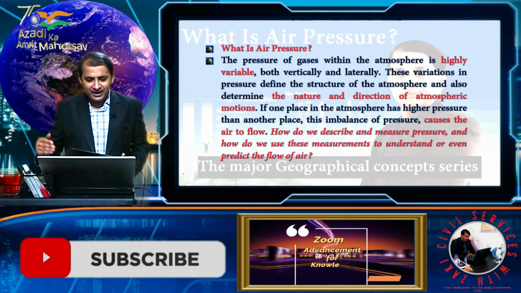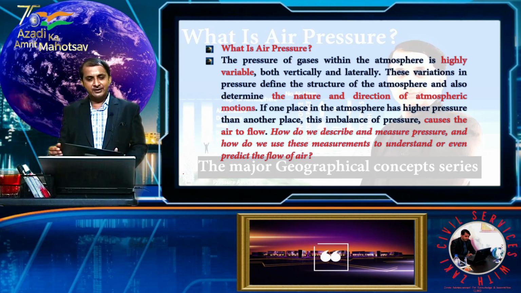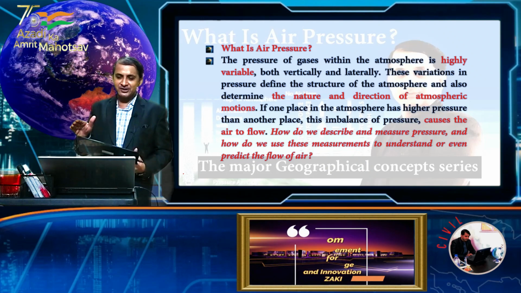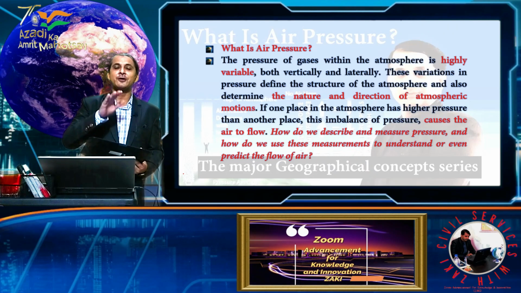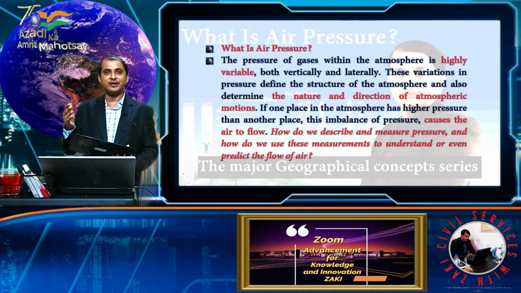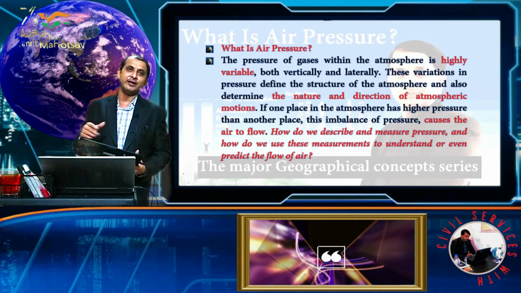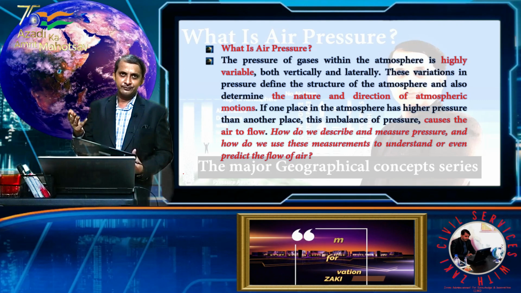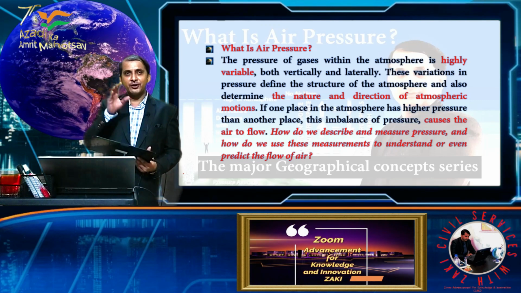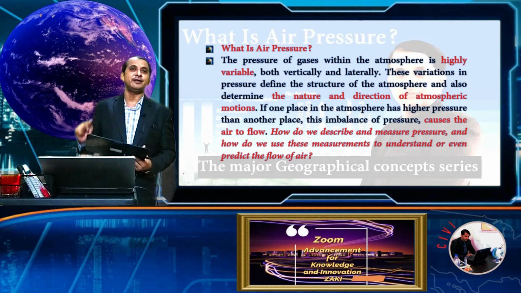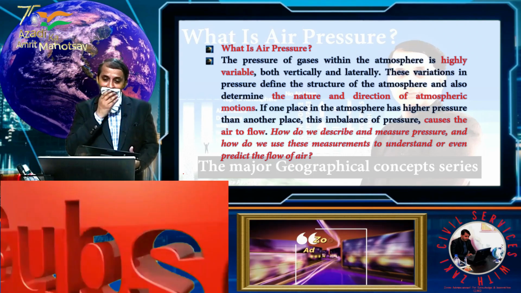If one place in the atmosphere has higher pressure than another place, this imbalance of pressure causes airflow. Airflow is called wind. So what is the basic difference between air and wind? Air is present everywhere, but wind is the motion of the air due to the pressure gradient. So what is pressure gradient? Let's move and understand.